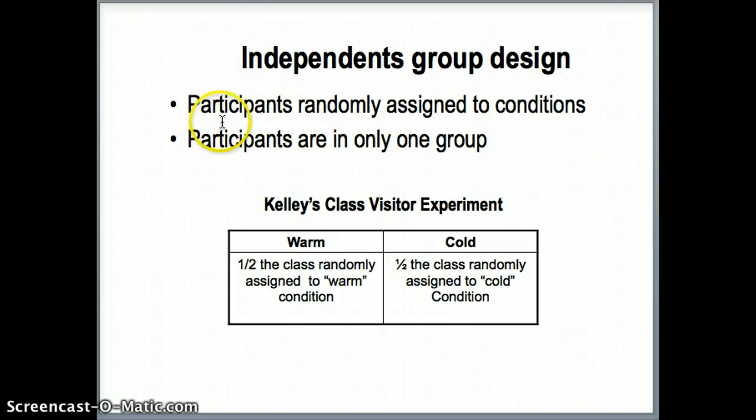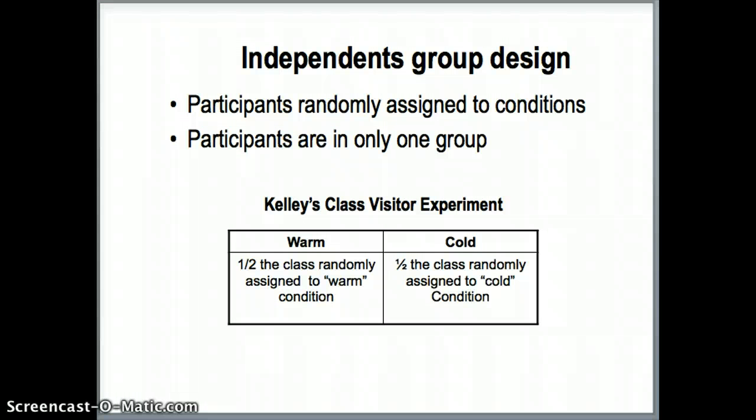With an independent groups design, participants have to be randomly assigned into conditions. So in this experiment, students were given either the warm flyer or the cold flyer completely randomly, by just handing every other person in a row a particular flyer. And the participants are only in one group. You can either be in the warm condition or the cold condition. You cannot be in both. So that is the independent groups design.